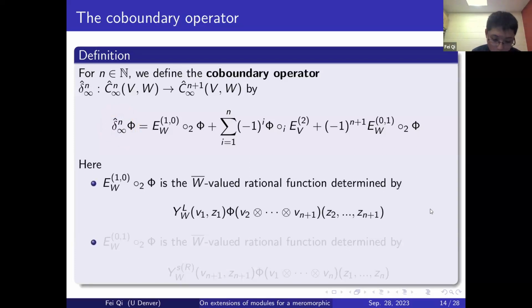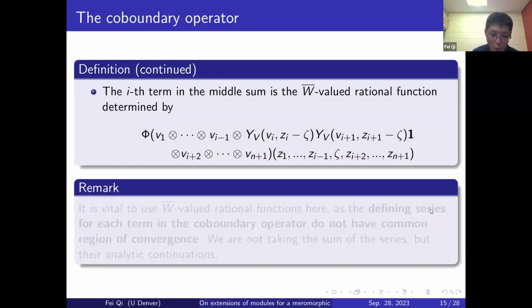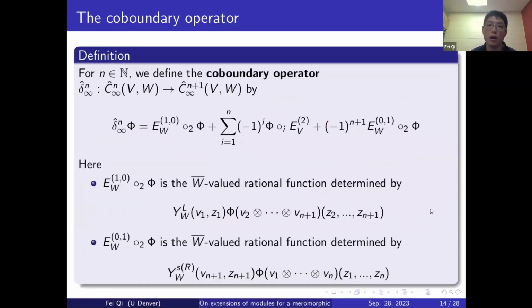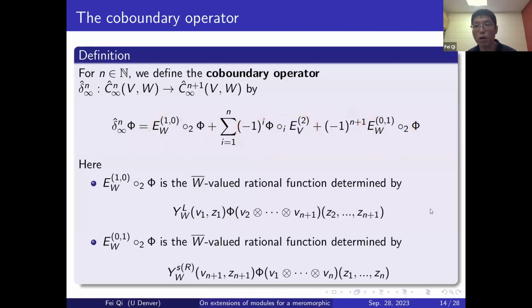For the first term over here, we just allow one vertex operator to act from the left. And for the last term, we allow one vertex operator to act from the right. So this is like the right module action over here. And in the middle terms, we use the contractions to define the middle sum. Then the convergence condition we have assumed will be sufficient to make sure of the convergence of each individual term. And then we use the same idea from the Hochschild cohomology to define the coboundary operator.